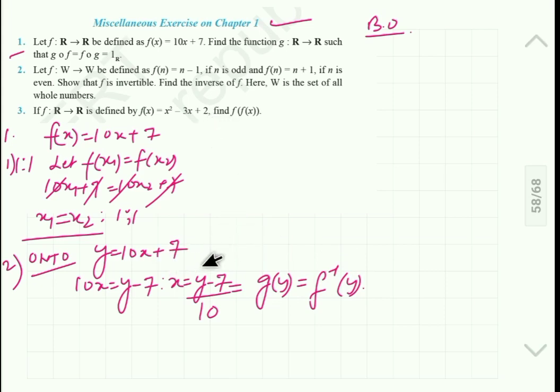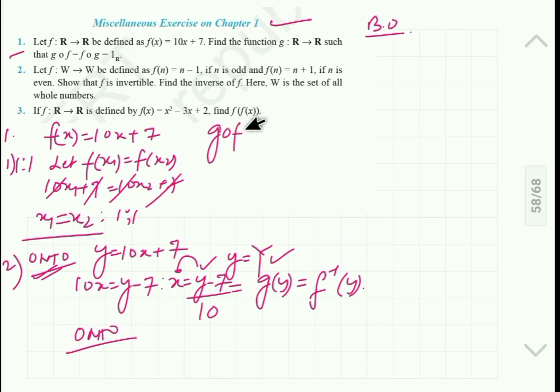So for onto we can see for every y we'll be finding an x. What is y? y is the range. So we can say since the range is equal to its codomain, the real numbers, this function is onto. Now we have to look for g(y), gof and fog.